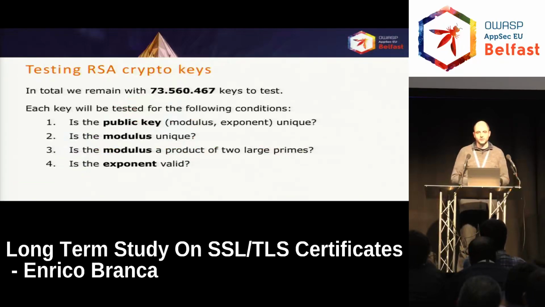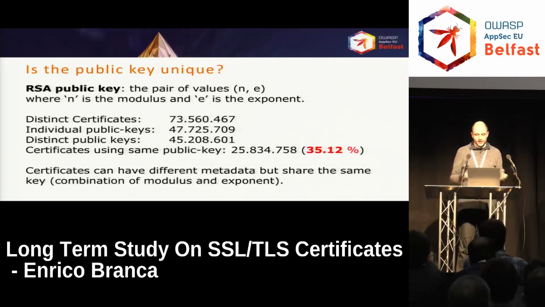So same questions. RSA key, is the big number unique? So the modulus. Is the modulus and exponent, so the key, unique? Is the modulus a product of large big numbers? And is the exponent valid? So first test, combination of keys. Do I have duplicated keys? Yes, a lot. Is it a problem?